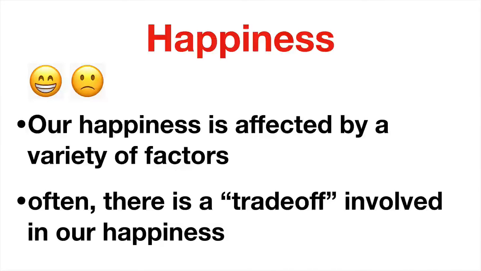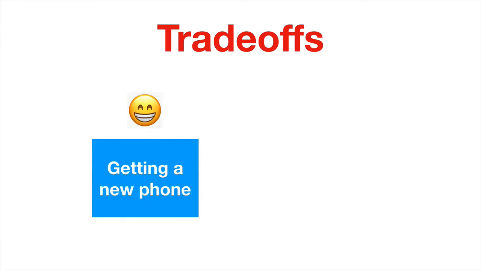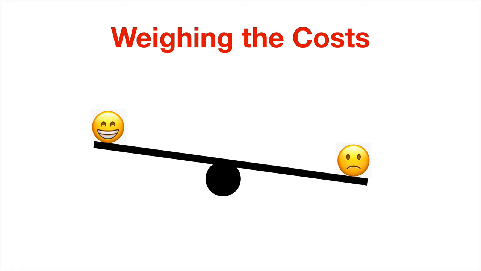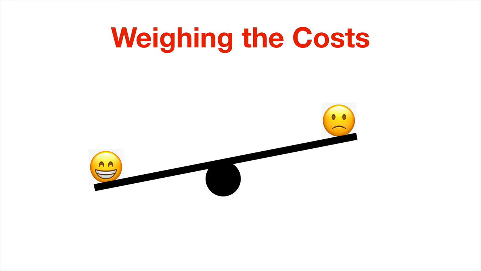And we're also going to be trying to talk about something a little happier today. Happiness is affected by a variety of factors. That's what we're talking about today, is happiness and what makes us happy. Unfortunately, there's often a trade-off involved in our happiness when we're trying to figure out how to be happy. For example, we might want to get a new phone that makes us super happy, but at the same time, we're spending $1,000 to get that new phone. So although we're happy to have the new phone, there's a trade-off involved with it. And we're always weighing these costs, trying to figure out what's the right thing to do.